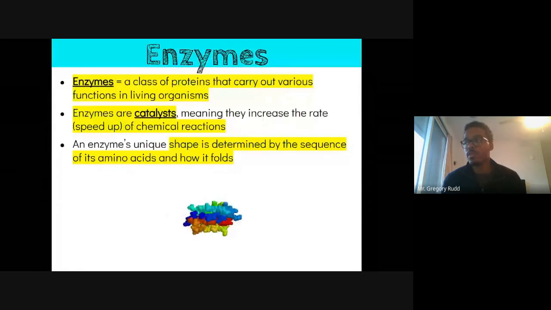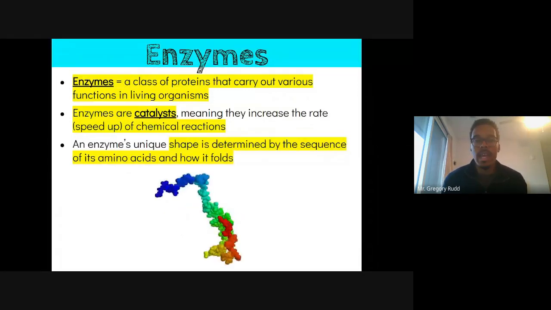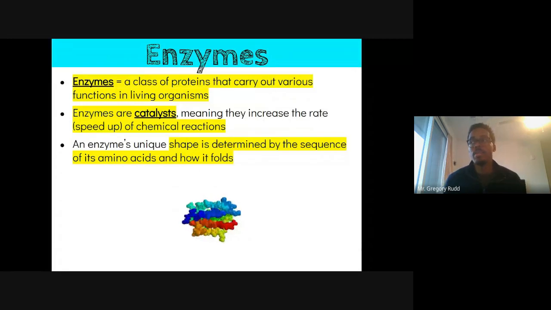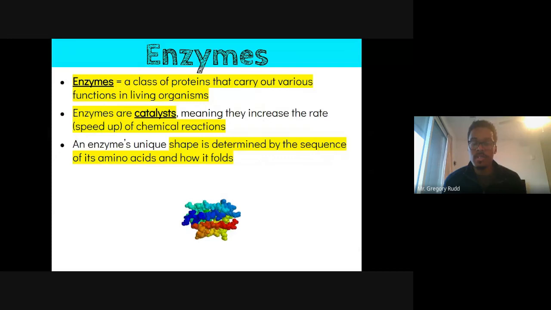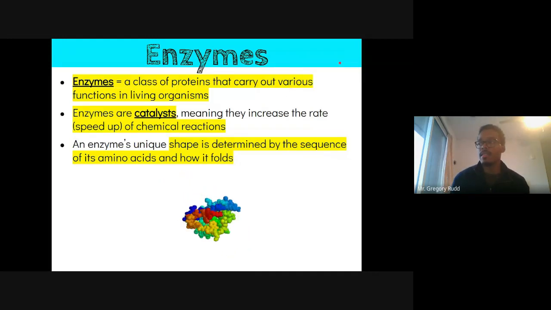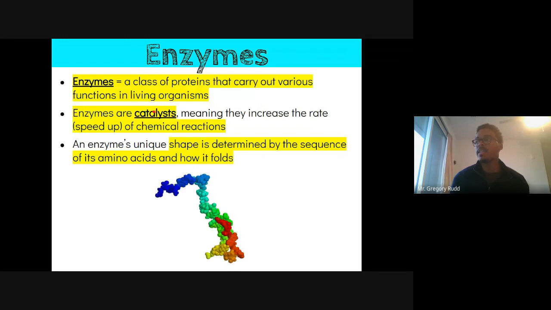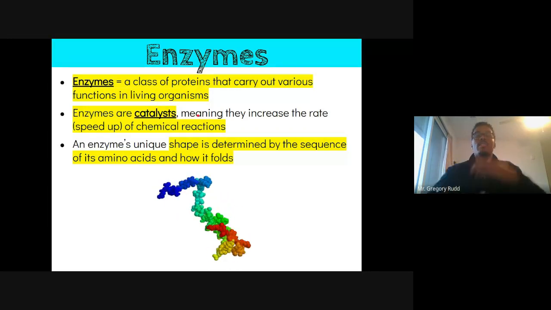So the protein that we're talking about today, and this is what I do want you guys to write down, the stuff especially that's highlighted in yellow. Enzymes. Enzymes are a specific class of proteins that carry out various functions in living organisms. The primary function of enzymes is to serve as a catalyst. We can see that word here. It's highlighted, bolded, and underlined. Catalysts increase the rate of a reaction. They speed up a reaction.